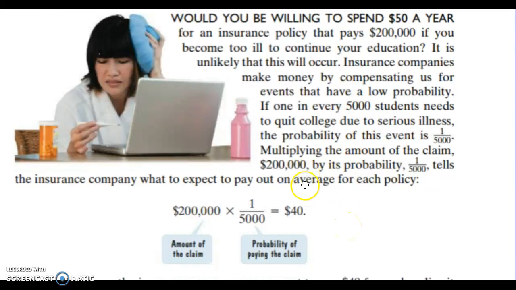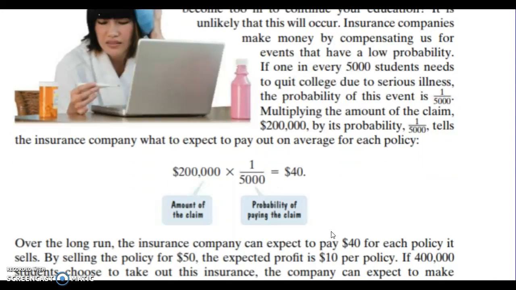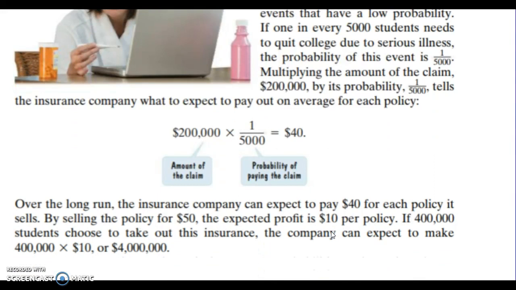So if the event is going to cost the insurance company $200,000, but the probability is only 1 out of 5,000, the insurance company has an expected payout value of $40 for every student that is actually taking out the policy. So over the long run, it's really not going to cost them that much. If they can get students to pay $50, they're going to get a profit of $10 on a policy. If they can get 400,000 students to choose this, they're going to make $4 million just from this simple little thing and not have a lot of payout.